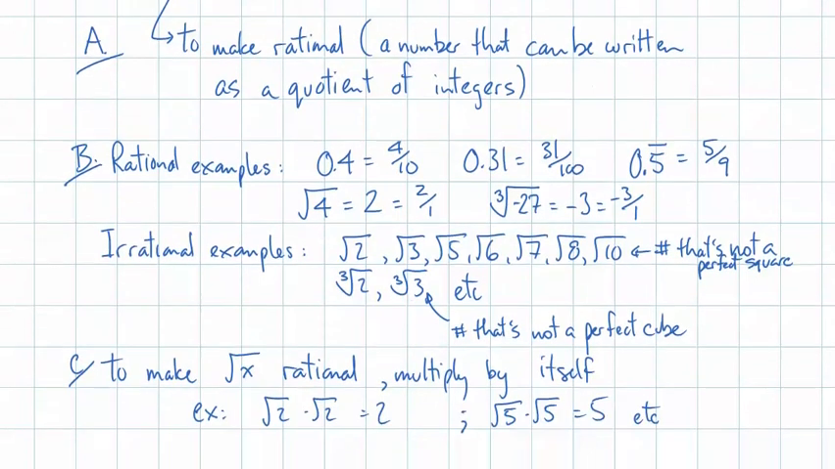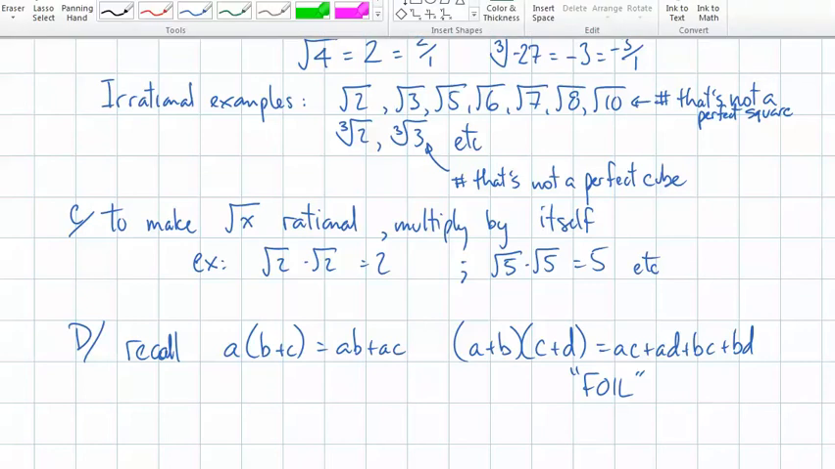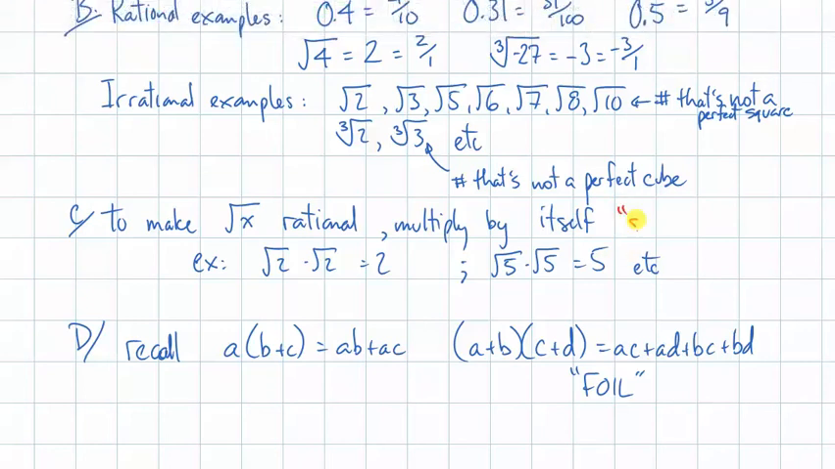Alright, now that we understand what that's about, here's the next thing to remember. To make something like root x rational, multiply by itself. Multiplying by itself is the exact same idea as squaring. And squaring and square rooting are inverses. So if I had root 2, and I multiply by another root 2, I get the number 2. Root 5 times root 5 makes the number 5. This is a way to make monomial factors rational. Multiply by another one of the same thing.